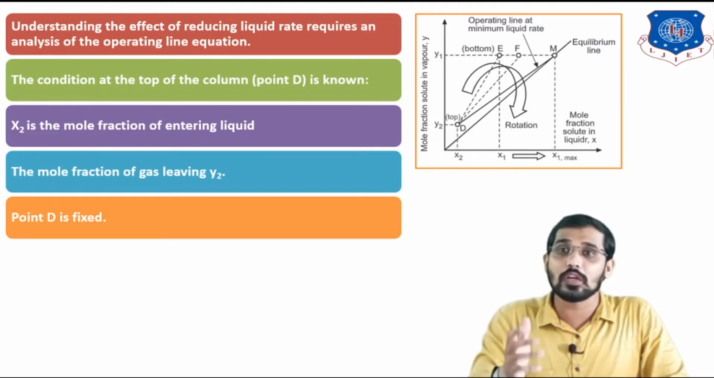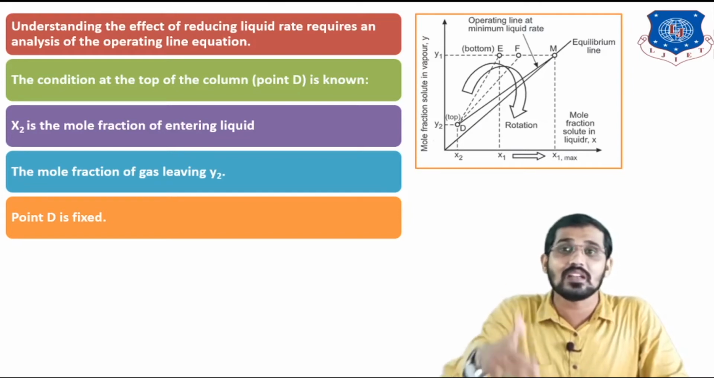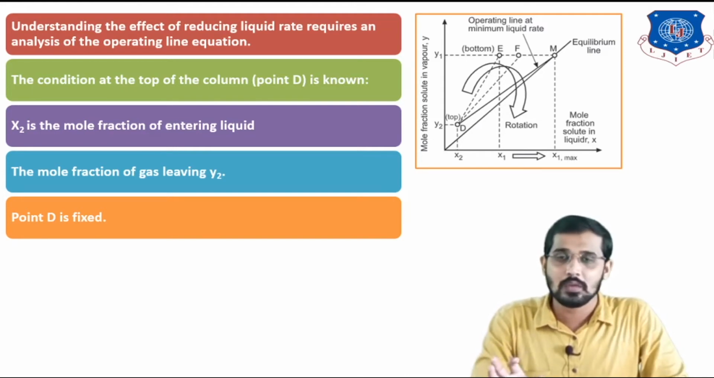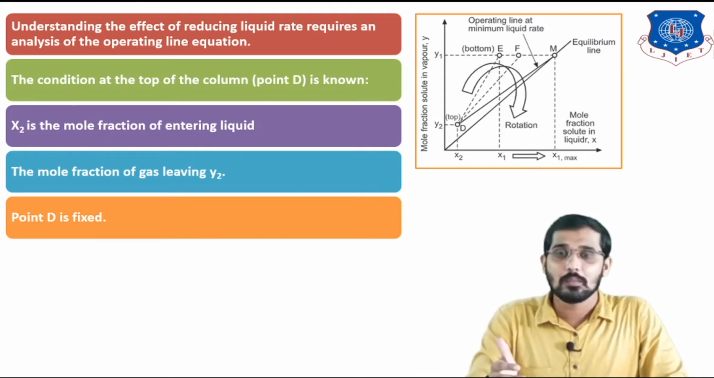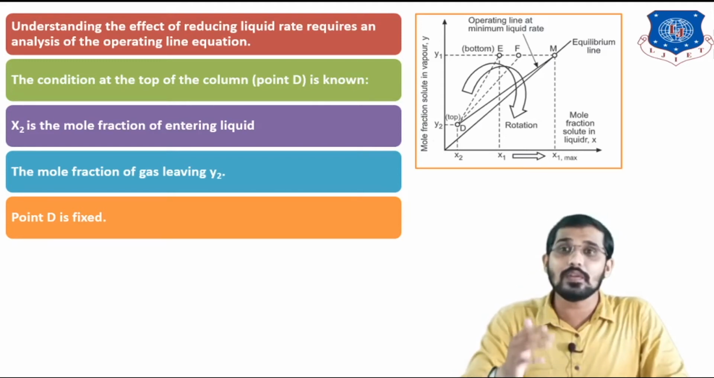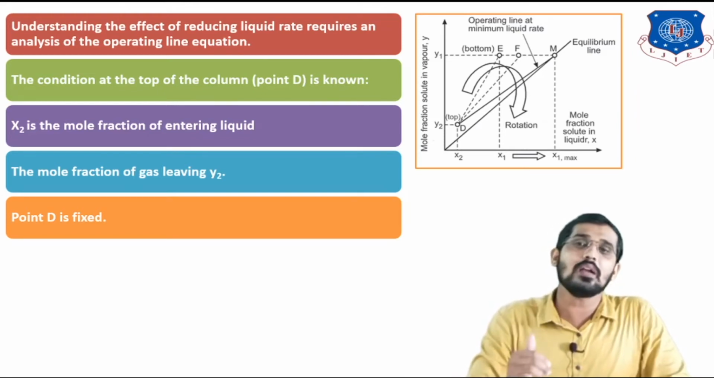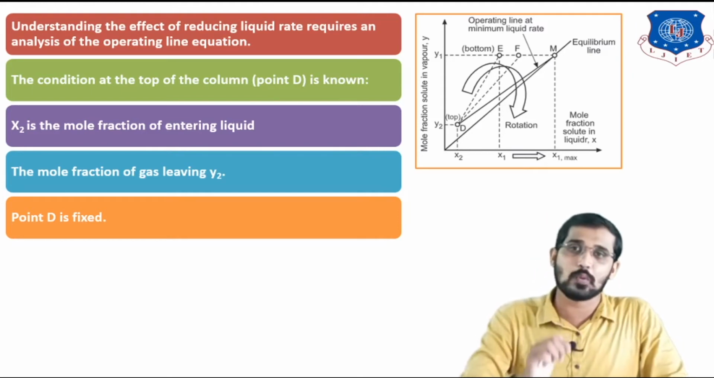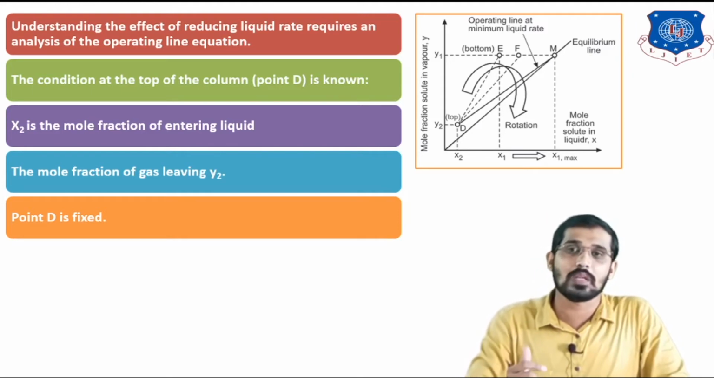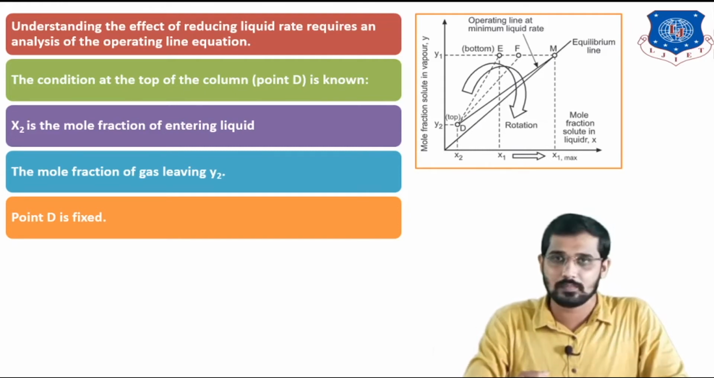Whenever we are reducing the flow rate of the liquid, at that time the composition of X increases. Composition of X increases means the composition of the solute which we want to remove from the gaseous mixture increases. And this is what we require. We want to increase the composition of X, means we want to remove the solute component from the gaseous mixture. This is possible when we are moving towards the equilibrium line, or I can say whenever we are reducing the liquid flow rate, at that time we can increase the composition of X, means we can increase the amount of the solute component in the liquid stream.